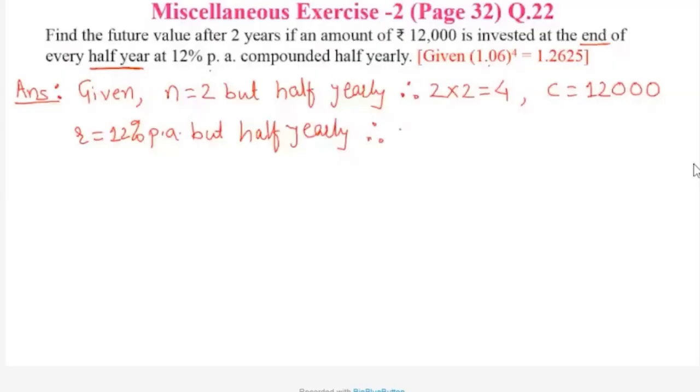Therefore 12% divided by 2, the rate always will be divided. 12% divided by 2 is equal to 6%. Therefore i is equal to how much will come? 0.06. Yes, don't make a mistake, don't say 0.6, it is 0.06.